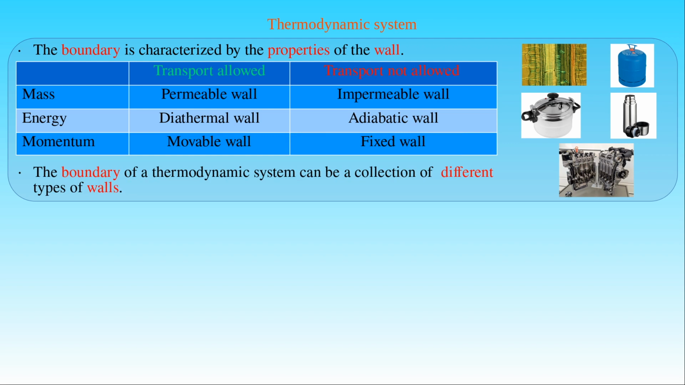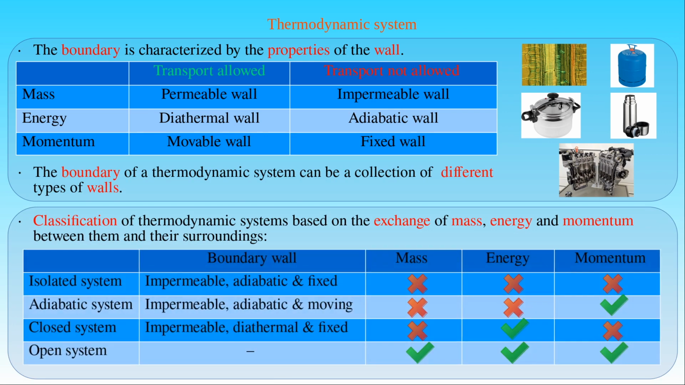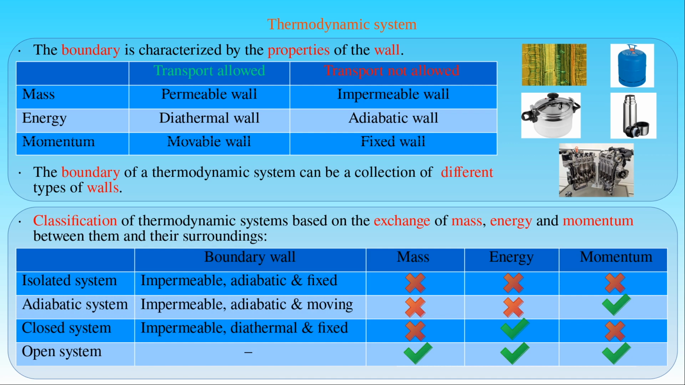If we classify thermodynamic systems based on the types of walls surrounding them, we can talk about 4 different types of systems which are shown in this table. The first type of thermodynamic system is the isolated system, which is separated by an impermeable, adiabatic and fixed wall from its surroundings. Such a wall prevents the exchange of mass, energy and momentum between the thermodynamic system and its surroundings, isolating the system completely from its environment.